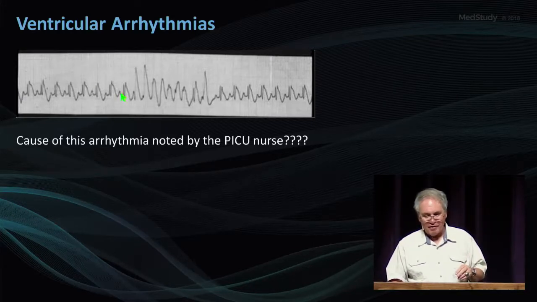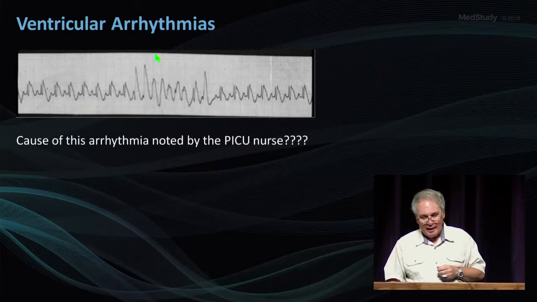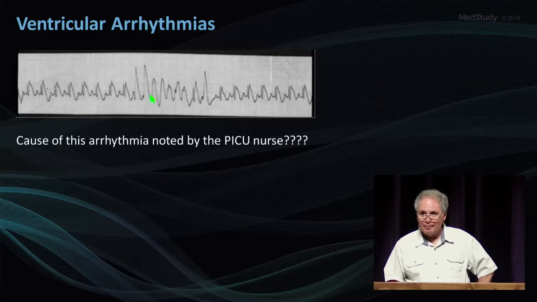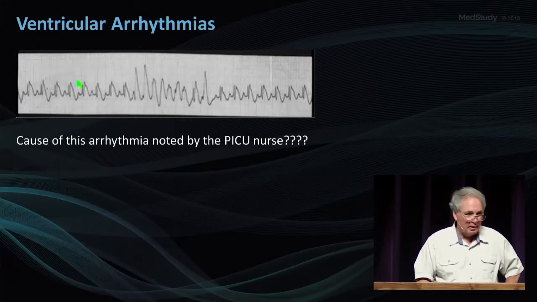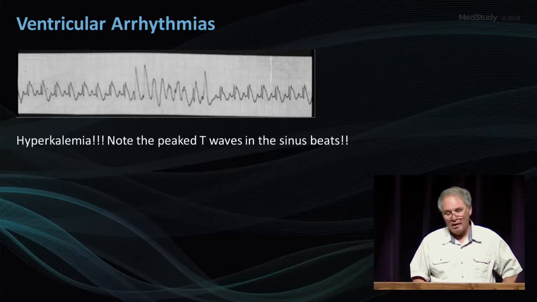I was called to the intensive care unit. This was a 2-lane strip, and the nurses were showing me bursts of a wide QRS tachycardia. Ventricular tachycardia. What's going on here? Well, you have to ask, why is this patient in the hospital? This happened to be a patient with renal failure, okay? And if we look at the normal sinus beats, which everybody was ignoring, P, QRS, big tented T waves, this child had hyperkalemia as a cause of ventricular arrhythmia.